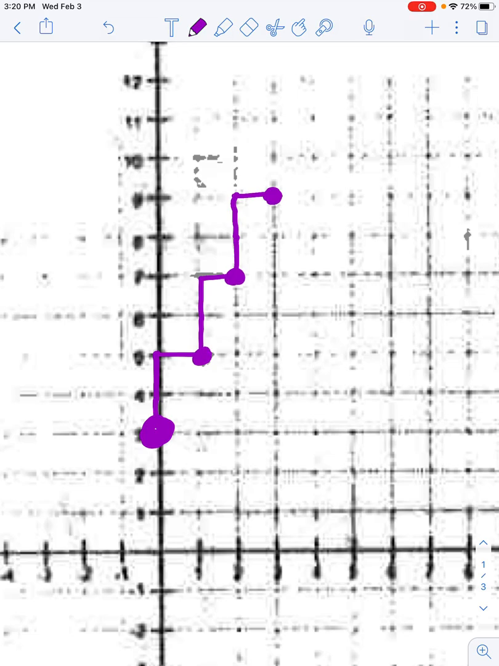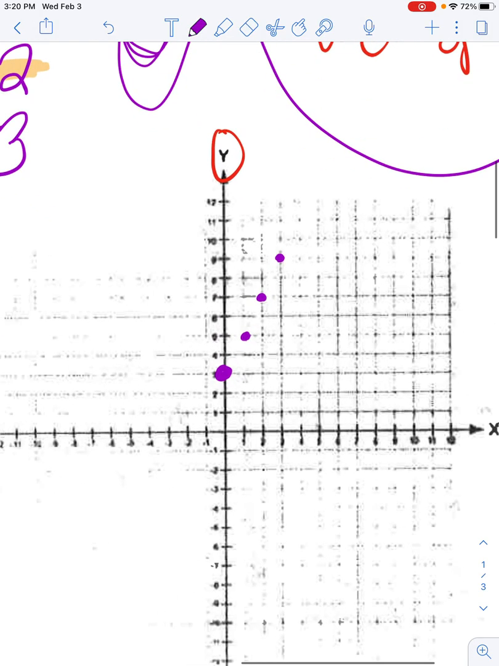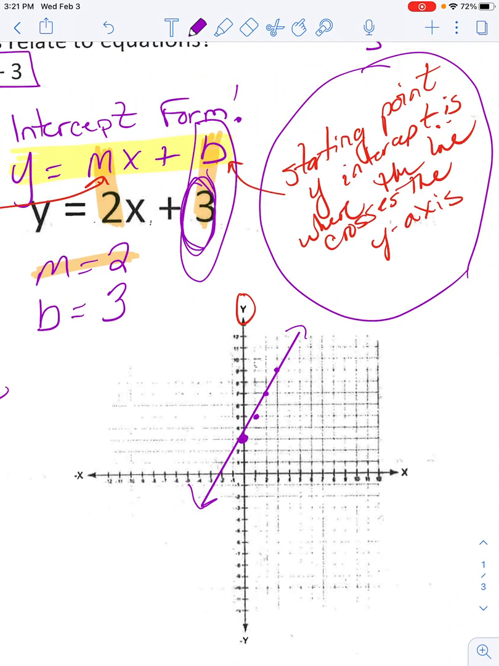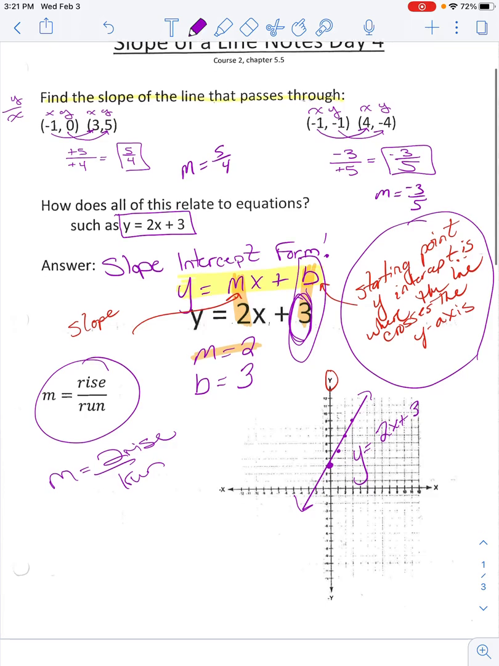As soon as you get a few points, you can stop and make your line. Not the best line, but we're going to go with it. Alrighty, this line is now y equals 2x plus 3. We started at 3 on the y-intercept, and our slope was 2. Okay, so that's not a whole lot of practice. We're going to practice more with those in just a moment.